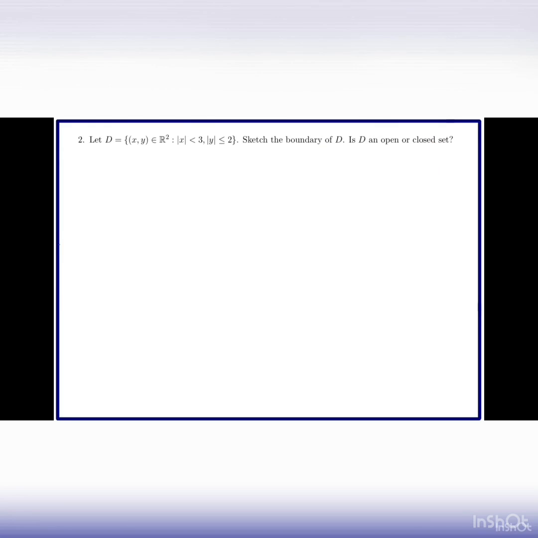Now, before we sketch the boundary of a set, you first have to sketch the set, because when you have a set, it is very easy to determine what the boundary of the set is. So I'm first going to sketch the set, and then I will sketch the boundary of the set. So I will have 2 sets of axes. Let's start here.